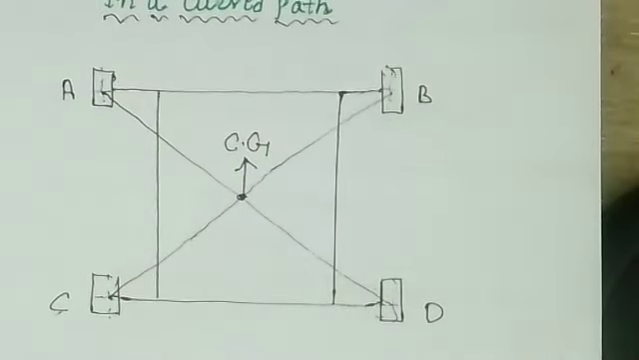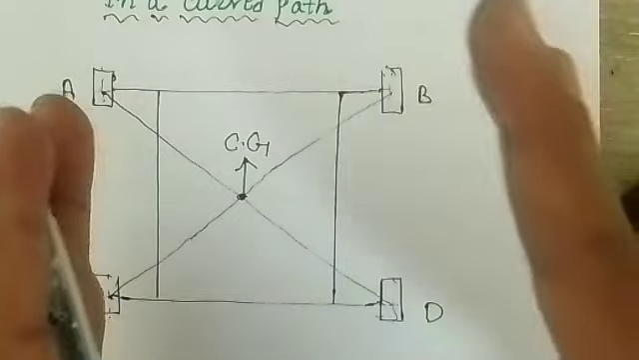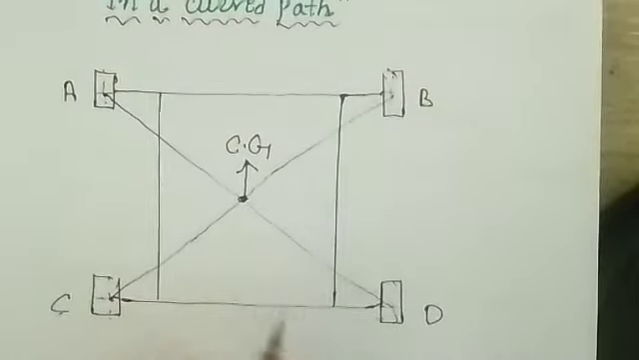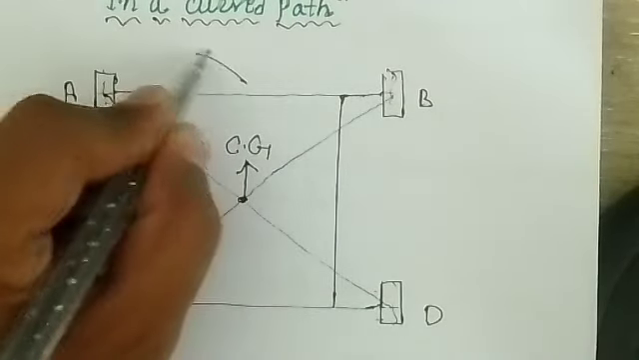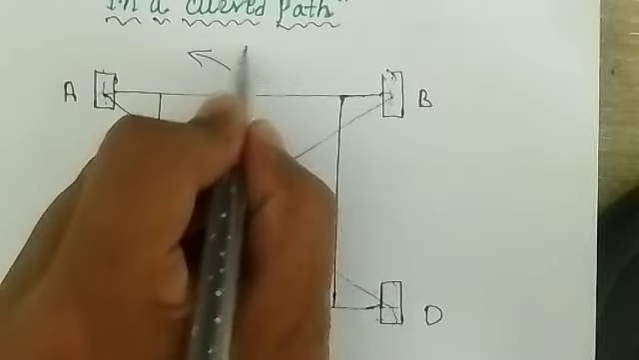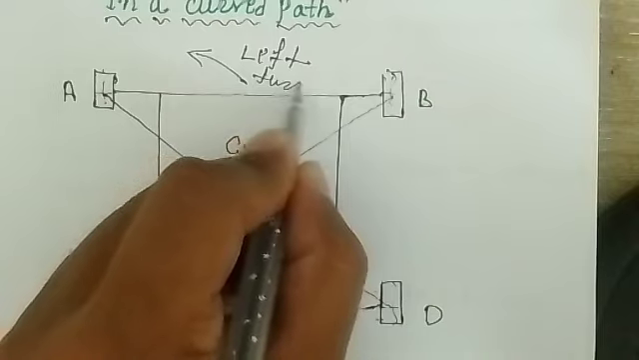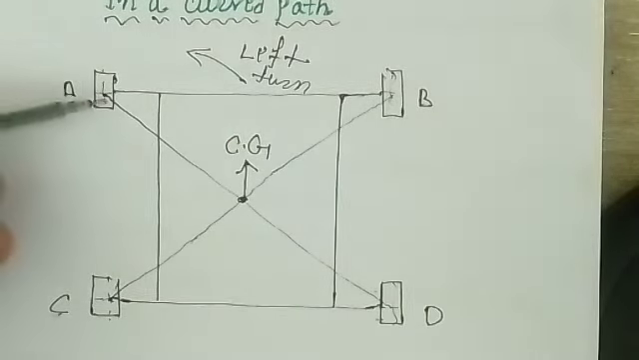Now we can imagine that the four-wheeler is running on a curved path, right? Either it can take a left or right turn. Let's say in this case we are considering that the vehicle is taking a left turn, that is, it is going towards the left. So when the vehicle takes a left turn, the wheels A and C will be the inner wheels and B and D will be the outer wheels, right?